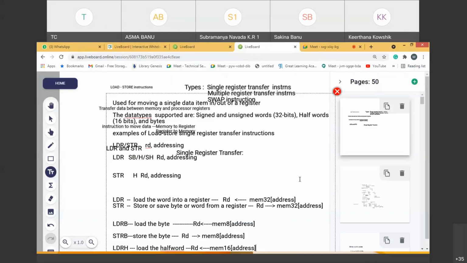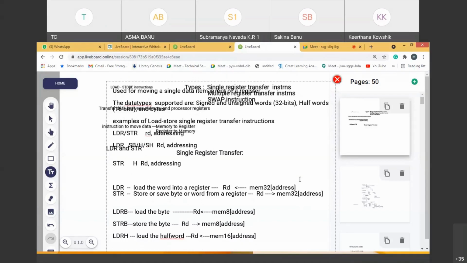So likewise, similarly, I can have STRH. Please understand like this. This is the simple practice. Store half word. Half word is for storing 16-bit data. From RD, where will I store? To the memory location. Which memory location? Memory location of capacity 16. 16-bit memory location, 8-bit memory location, 32-bit memory location. It bifurcates the memory locations into 8-bit and 16-bit memory locations.